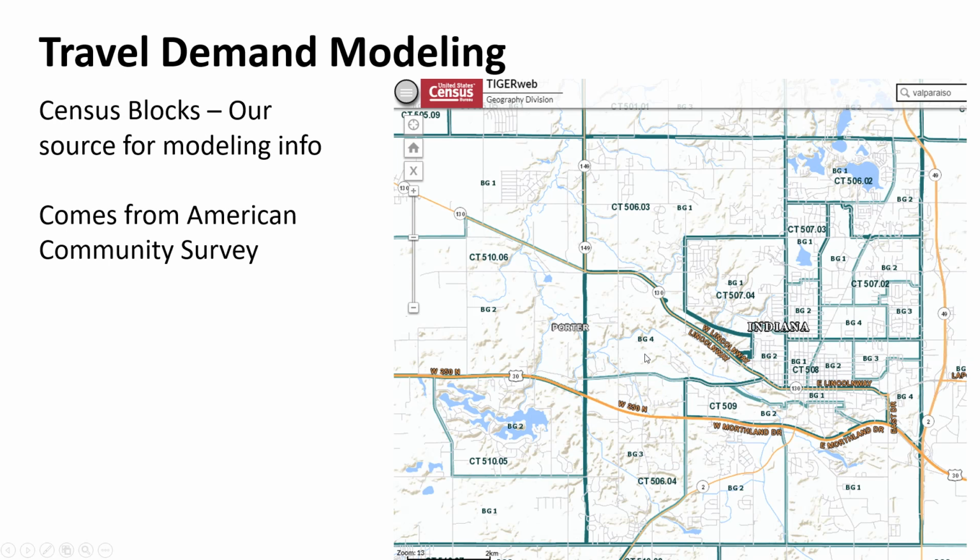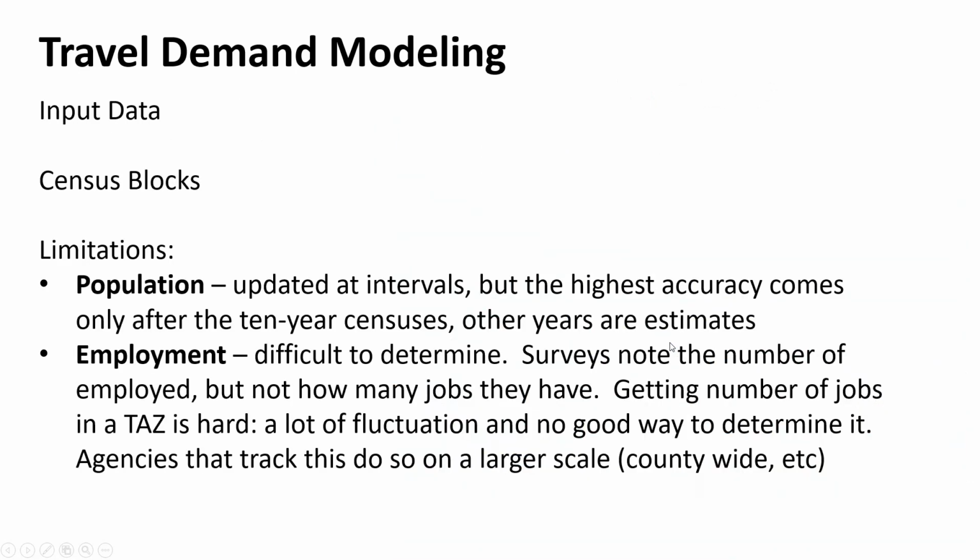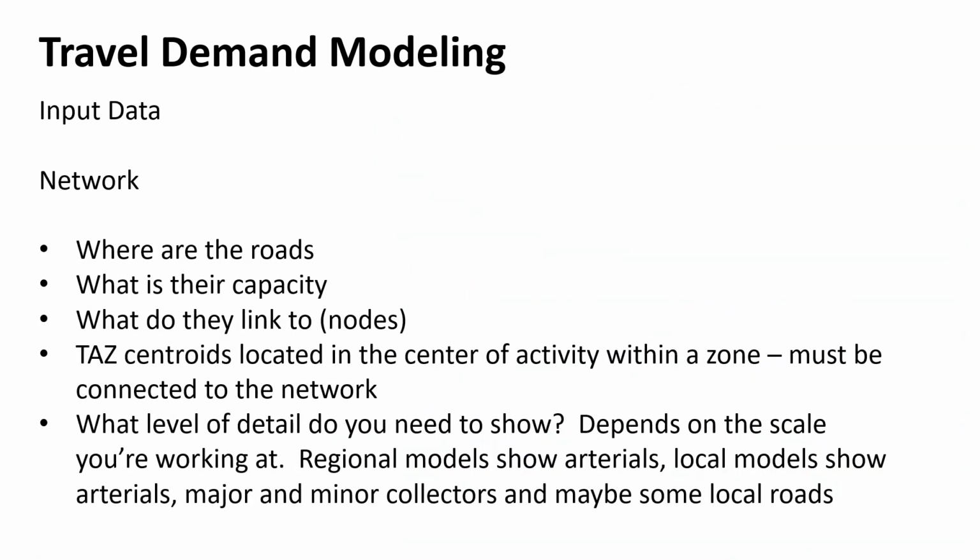The other big piece of data we need is the transportation network: what is its capacity and where is it physically? So that's this next piece, what is the network. How do we link these nodes? The nodes are the centroids of those transportation analysis zones.